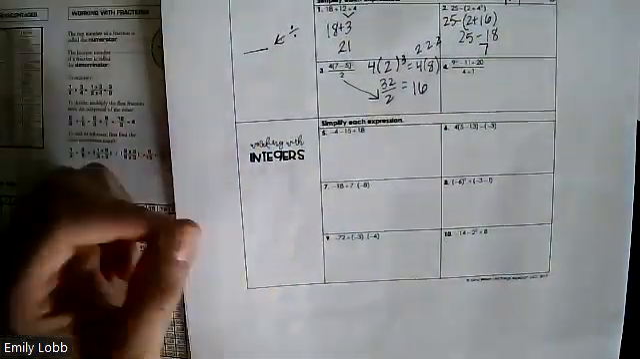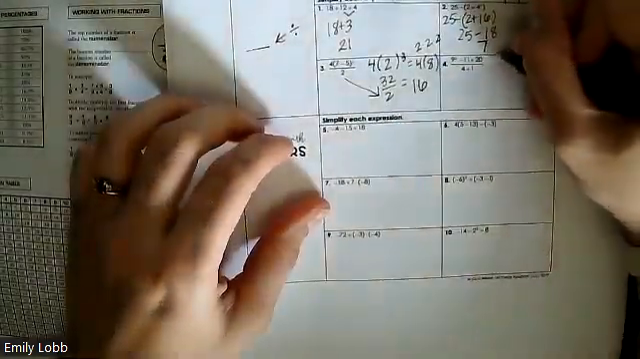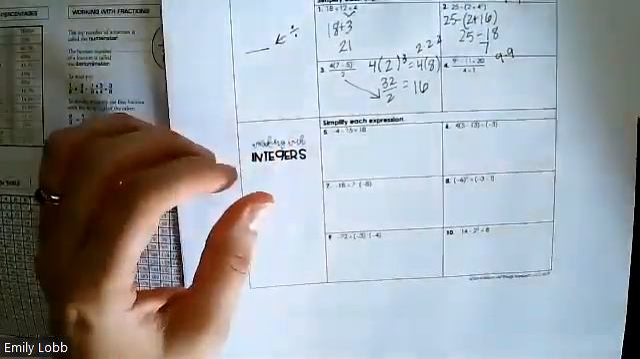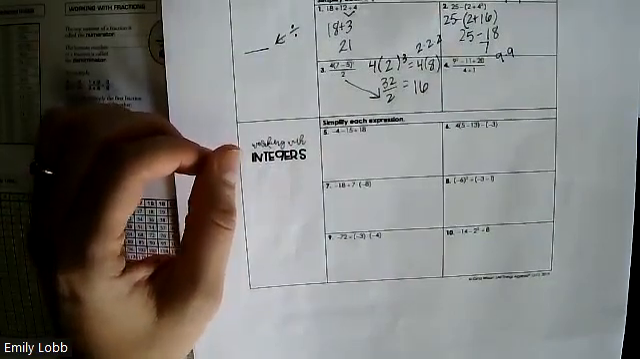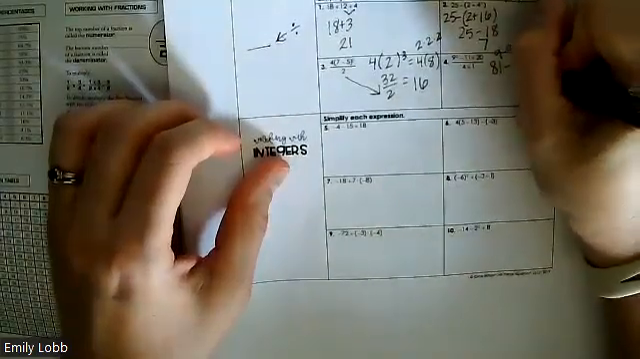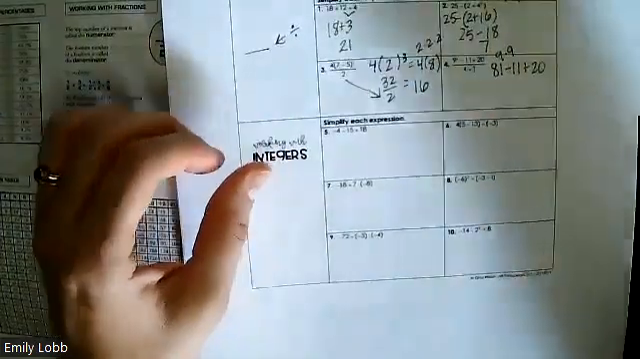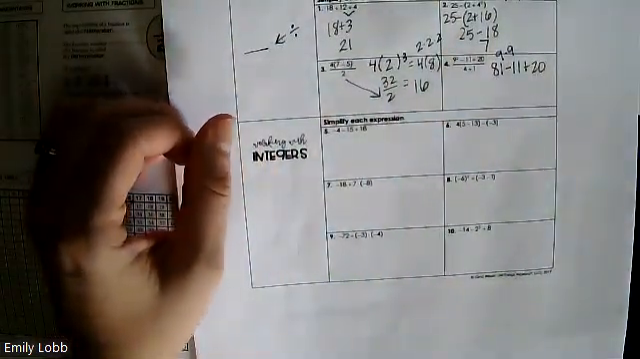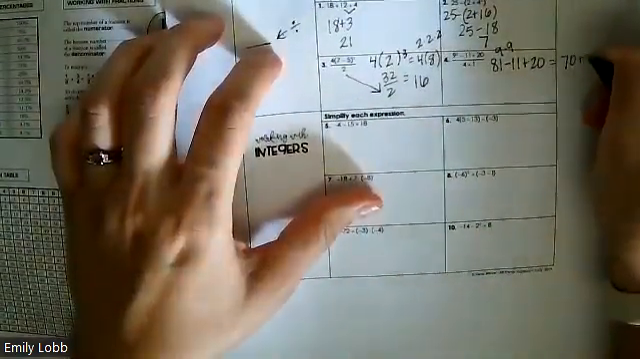Now this next exponent definitely looks like a 2 to me. What's 9 times 9? Nope, careful. Not 9 times 2. 9 times 2 is 18. 9 times 9 is 81. 81 minus 11 plus 20. What's 81 minus 11? 70? 70 plus 20 is what?